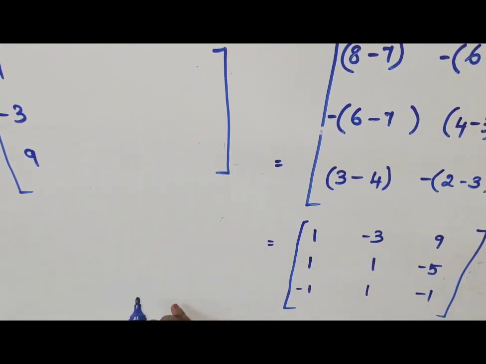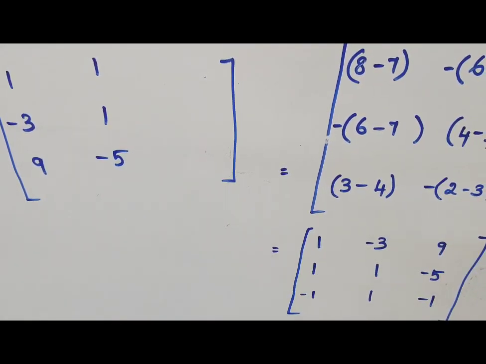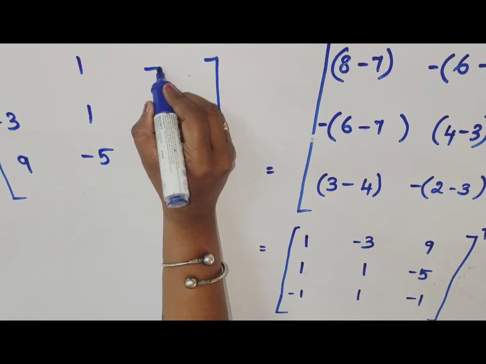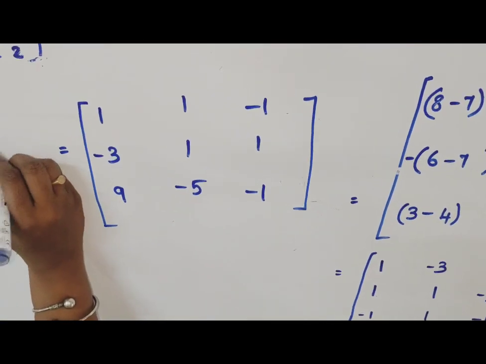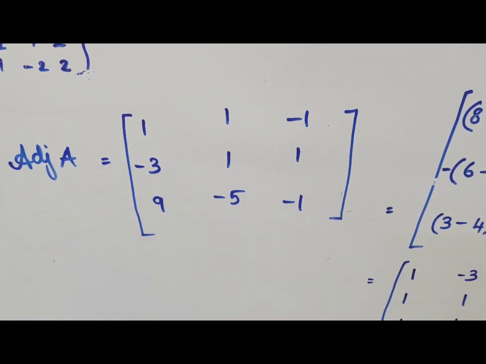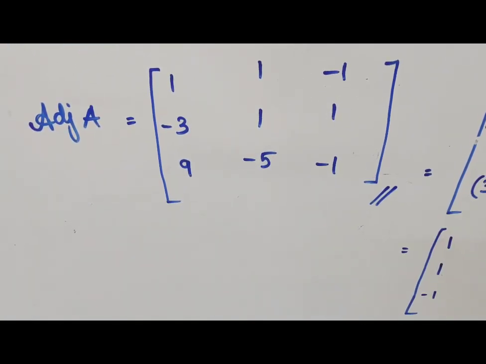Second row obviously will become a second column: 1 1 minus 5. Next, third row will become a third column: minus 1 1 minus 1. This is called as adjoint A. This is how we have to find the adjoint of A when it comes to the 3 cross 3 matrix.